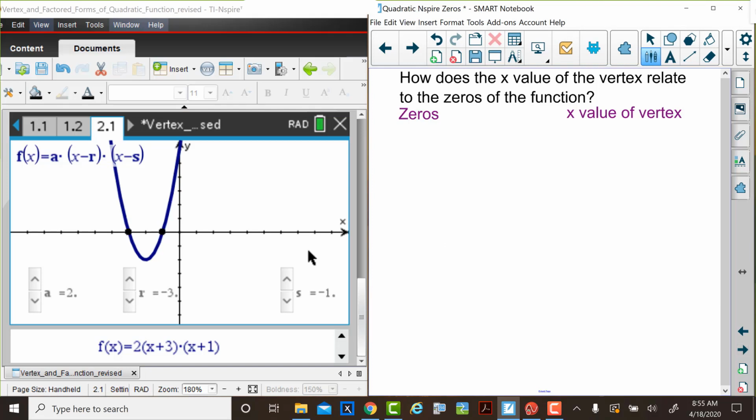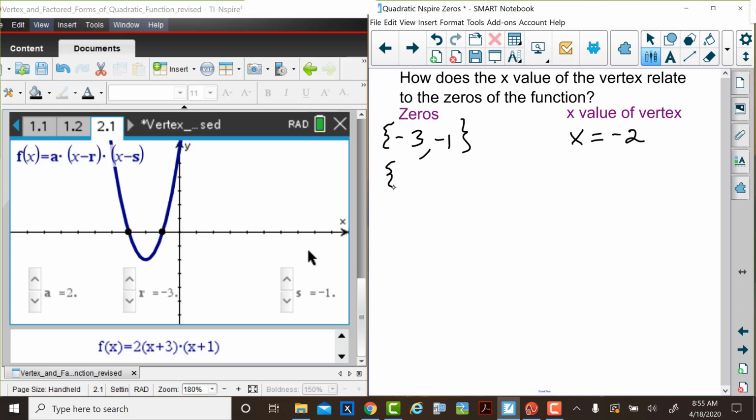Let's record this data and think about what relationship we may have. So Judy's going to record the zeros. We use the braces and a comma between each zero. -3, -1 are our two zeros. And it appears that the x value of the vertex is at -2. Again, you could confirm this algebraically. Let's look at another example.